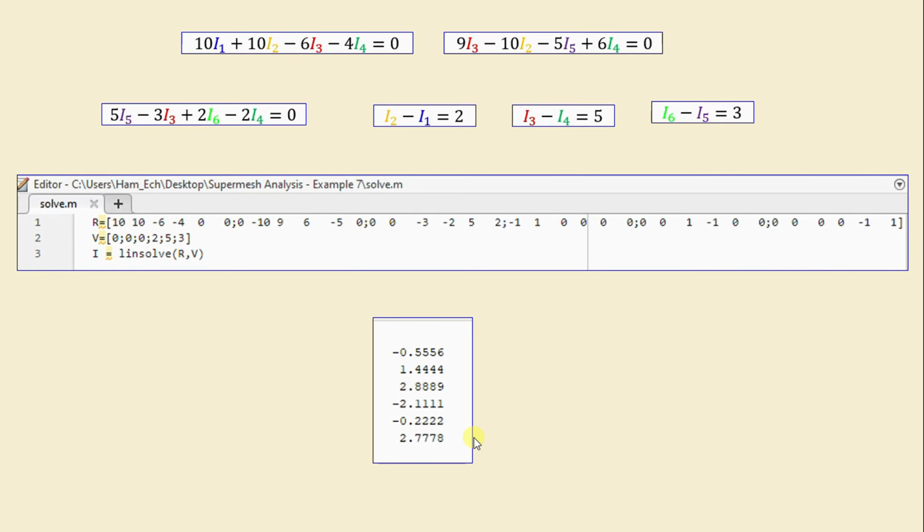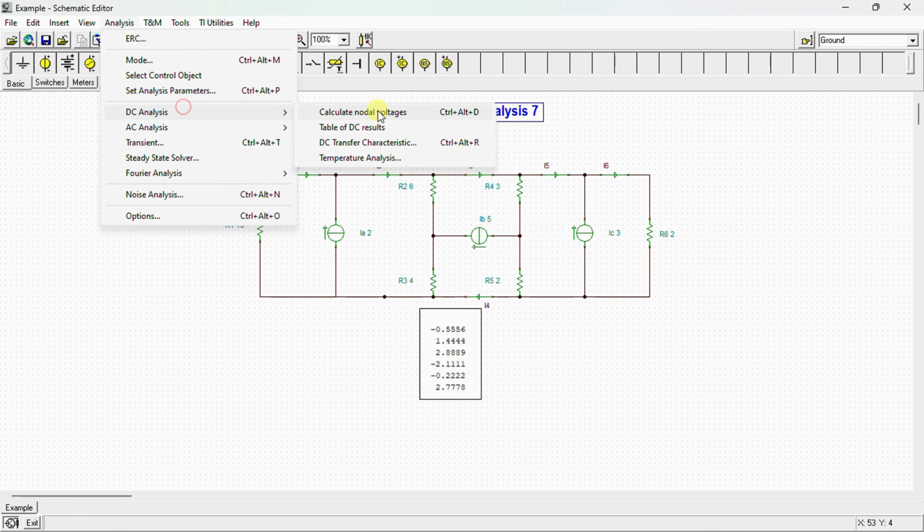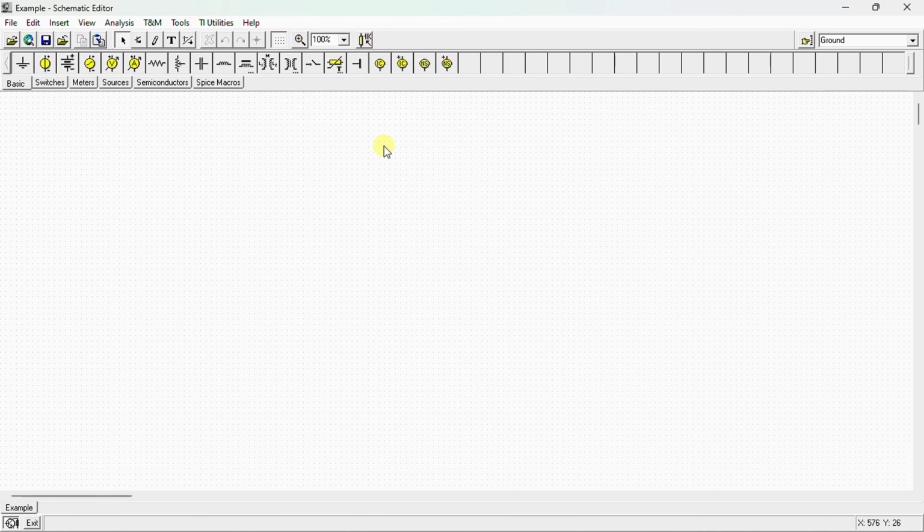Now let's proceed to the SPICE environment. Here is our network drawn in SPICE simulator. This is our current I1, I2, I3, I5 and I6. Let's move on now to analysis. This analysis calculates nodal voltages.